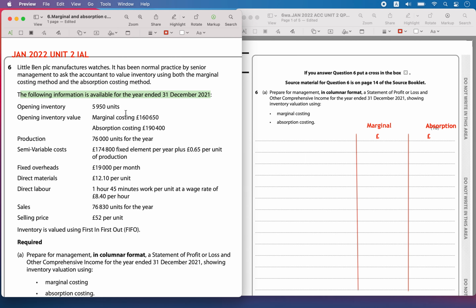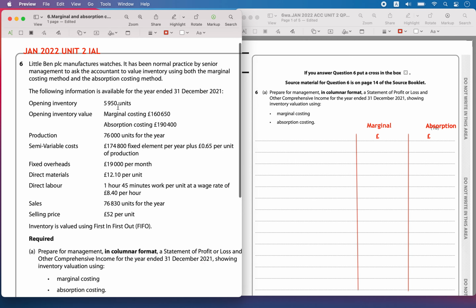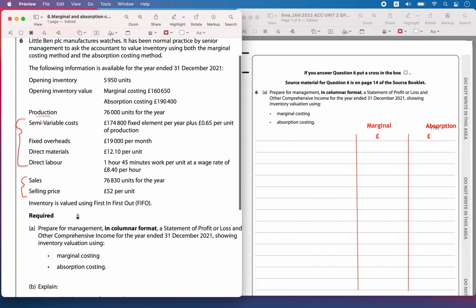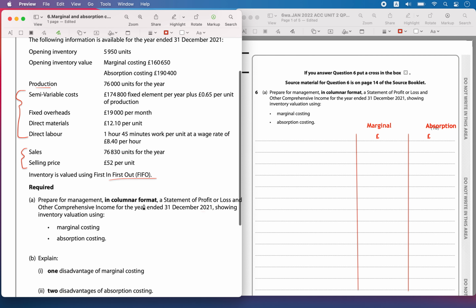The following information is available for the year ended 31st December 2021. The opening inventory in units and the opening inventory value as per marginal and absorption costing is given. The production is 76,000 units per year, and they have given a couple of costs: fixed, semi-variable, fixed cost, direct material and direct labor. These are the production costs. And then we have the sales and the selling price given.